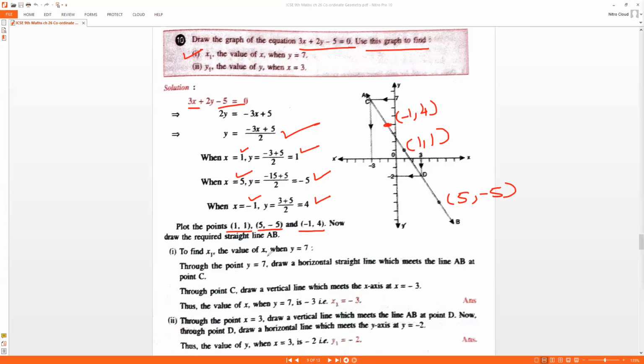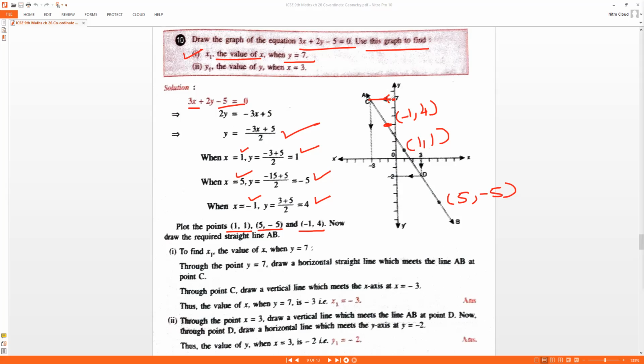So y is 7. For that, you have to find the value of x. So y is positive 7. Where will it lie, on the upper side of x or below x? Upper side, correct. So you have to locate this point 7. Then you have to draw a horizontal line towards the graph, and you have to put the arrow.